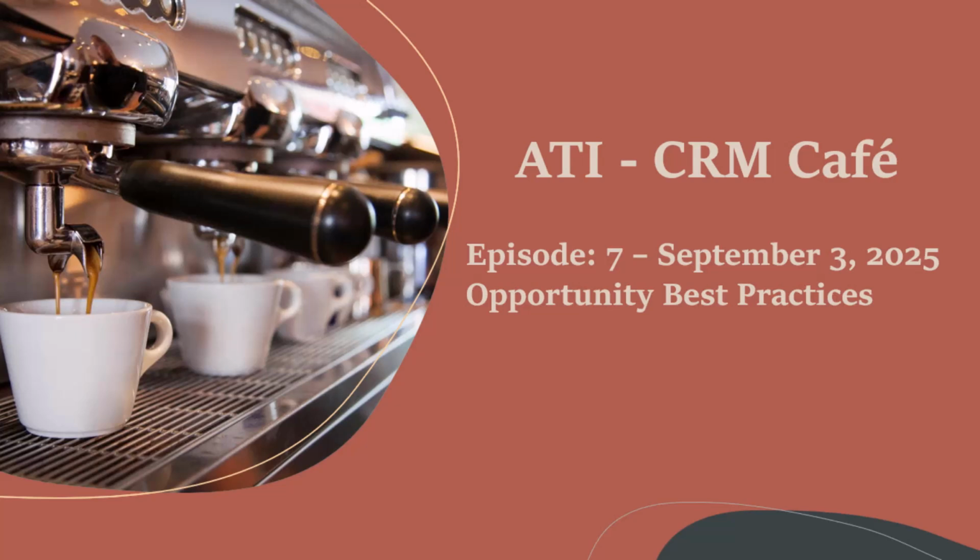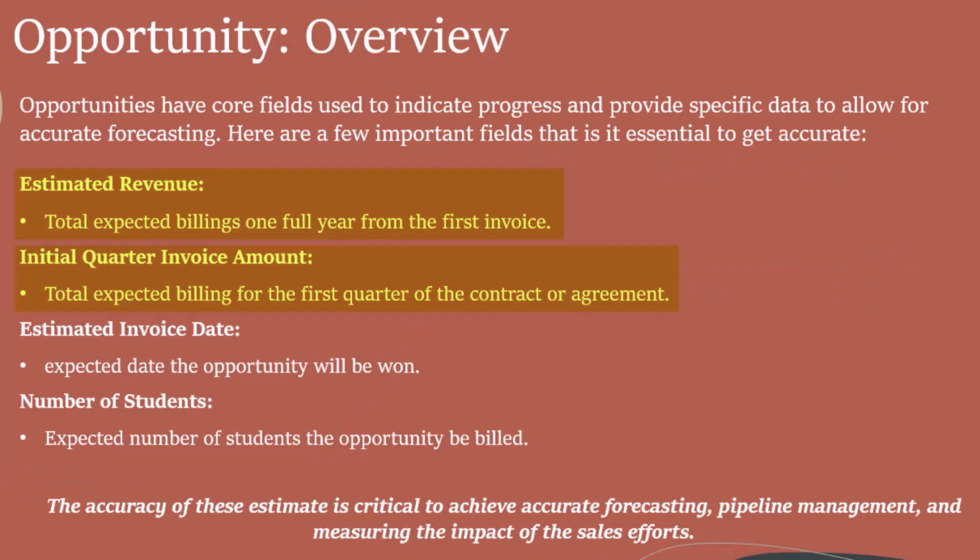When we were talking about the estimated revenue and the initial quarter invoice amount, I believe I misspoke. I just want to make it very clear that the estimated revenue is the total expected billings of one full year from the first invoice. And the initial quarter invoice amount is the total expected billings for the first quarter of that contract or agreement. Hope that clears things up.